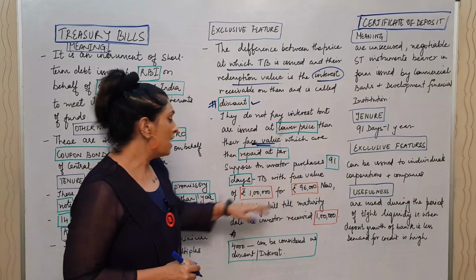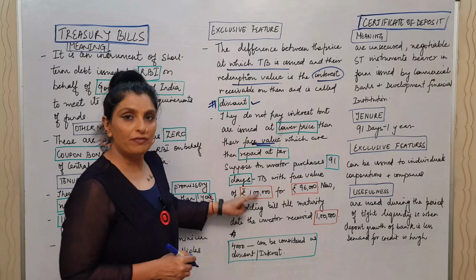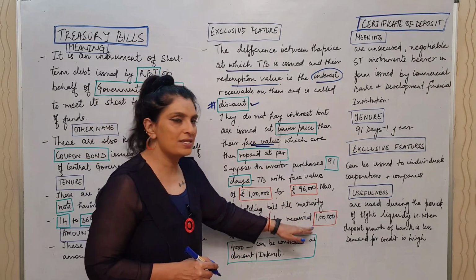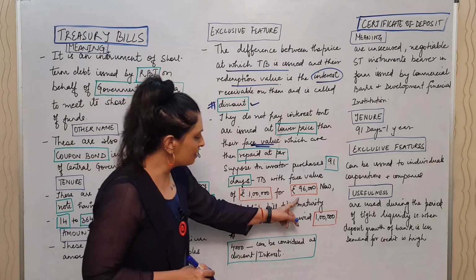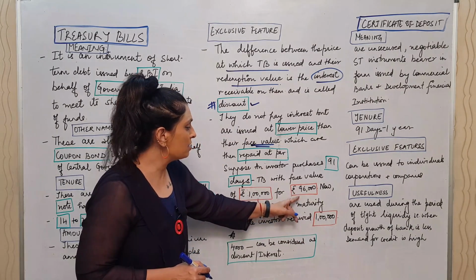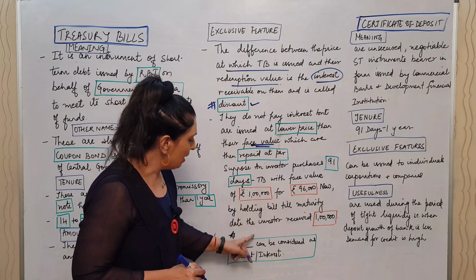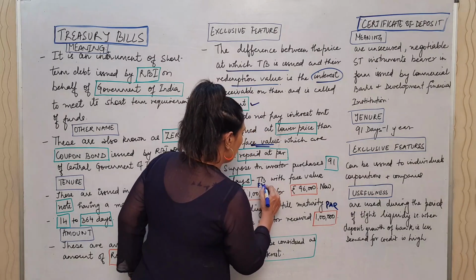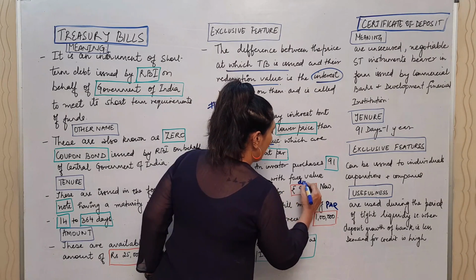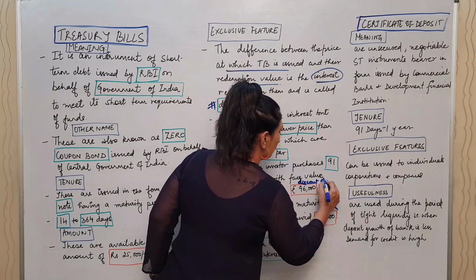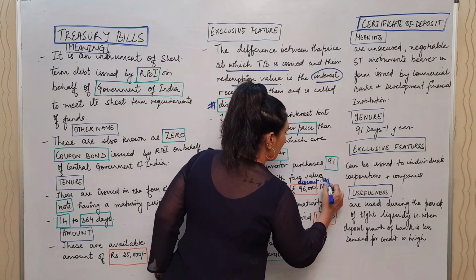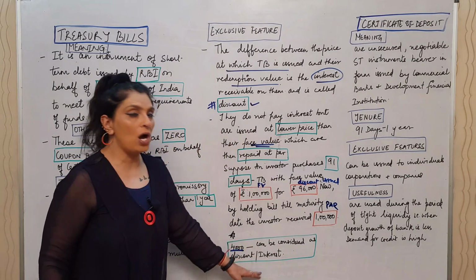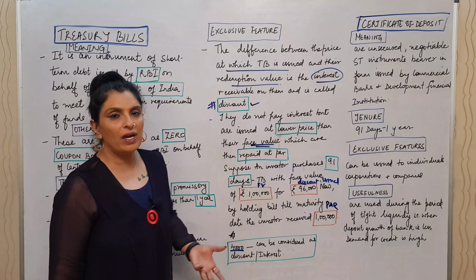Suppose an investor purchases a 91-day treasury bill with a face value of 1 lakh for 96,000. By holding the bill till the maturity date, the investor receives 1 lakh. That means 96,000 is the discounted price. This is issued at discount, redeemed at par, because 1 lakh was the face value and it was issued at this discounted price. Now this difference of 4,000 can be considered as discount or interest, whichever way we take it.